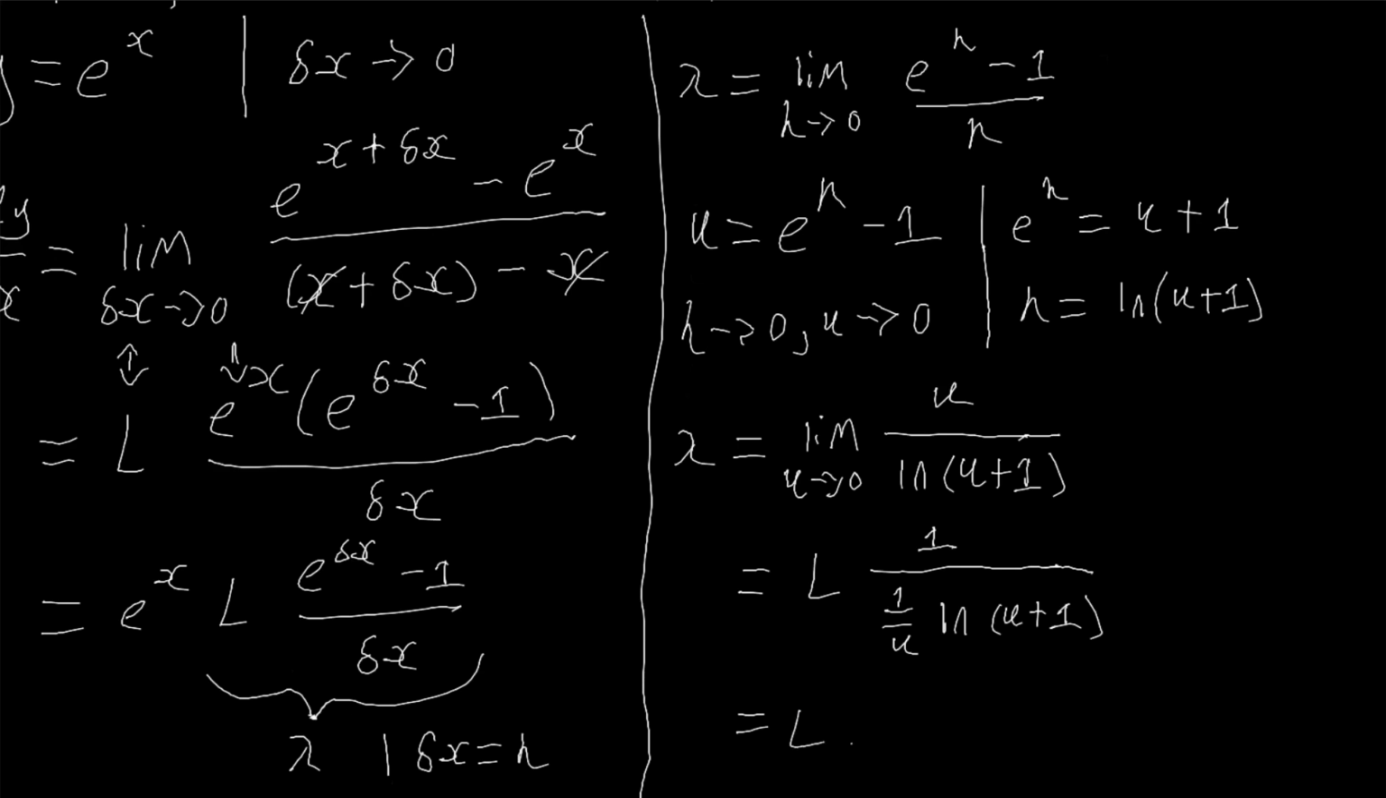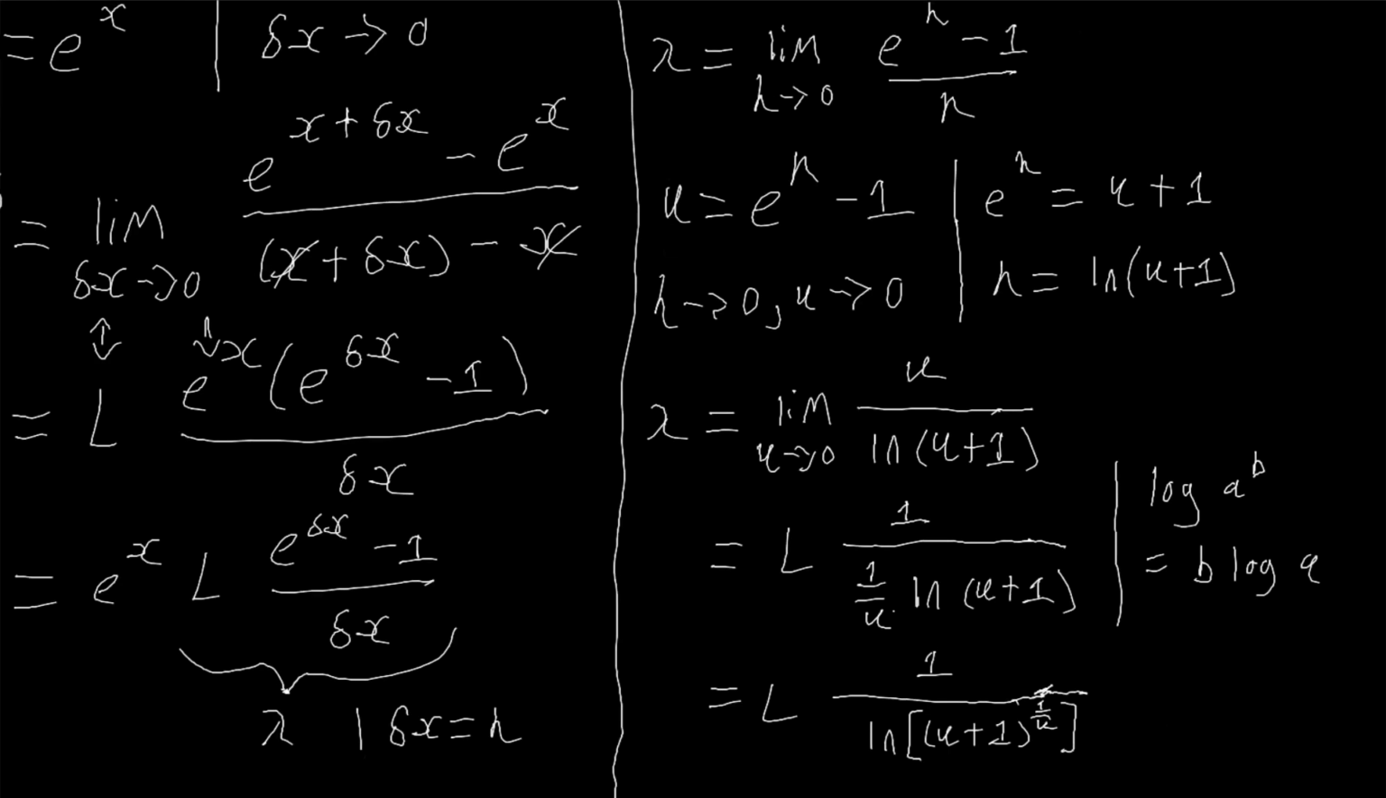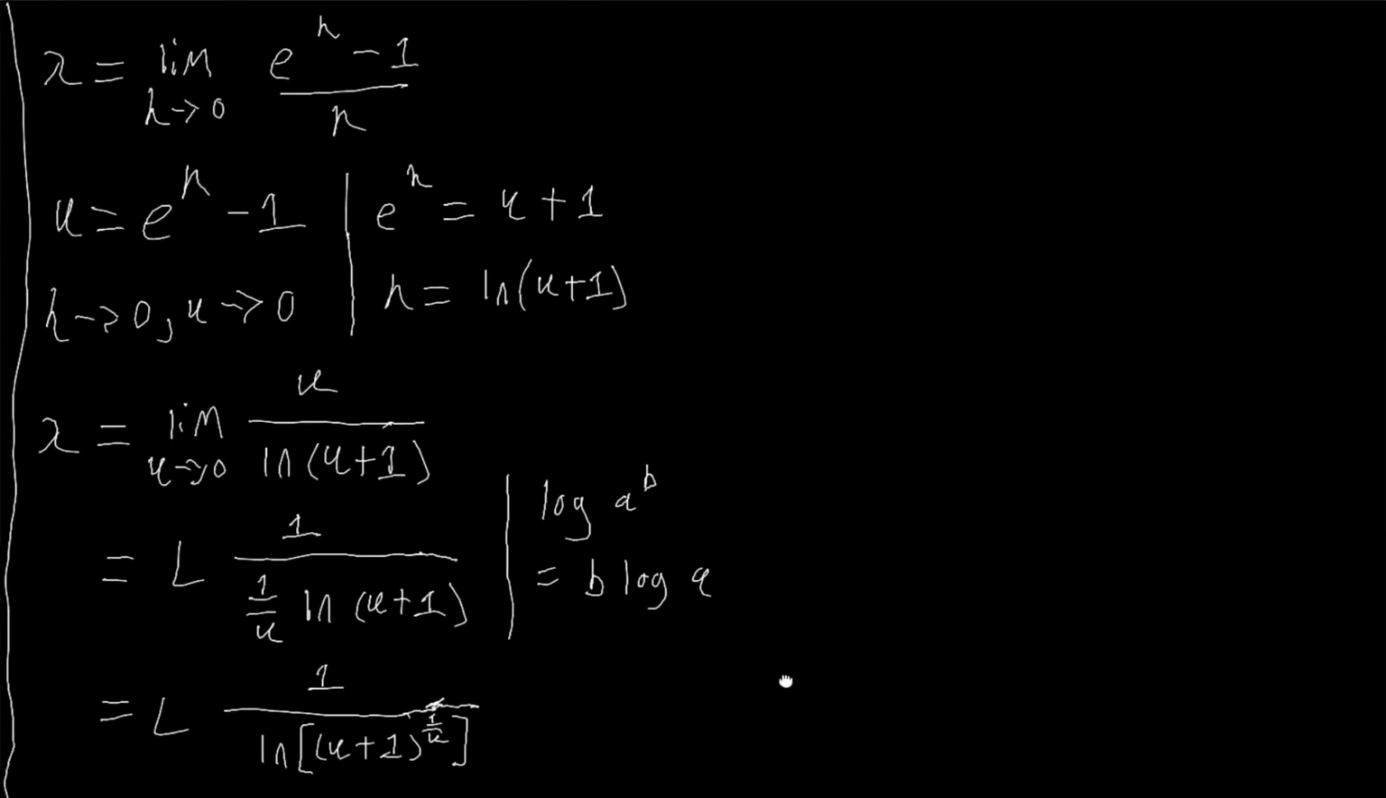And the reason why is because we would like to use some logarithm properties here. From the power rule of logarithms, we know that log of a to the power of b is the same thing as b times log of a. So we can use that here in reverse to state that this is going to be equal to L of 1 divided by the natural log of u plus 1 to the power of 1 over u. Now, we have a little bit of a fancy function over here, u plus 1 to the power of 1 over u. We want to consider what happens to that as u approaches 0.